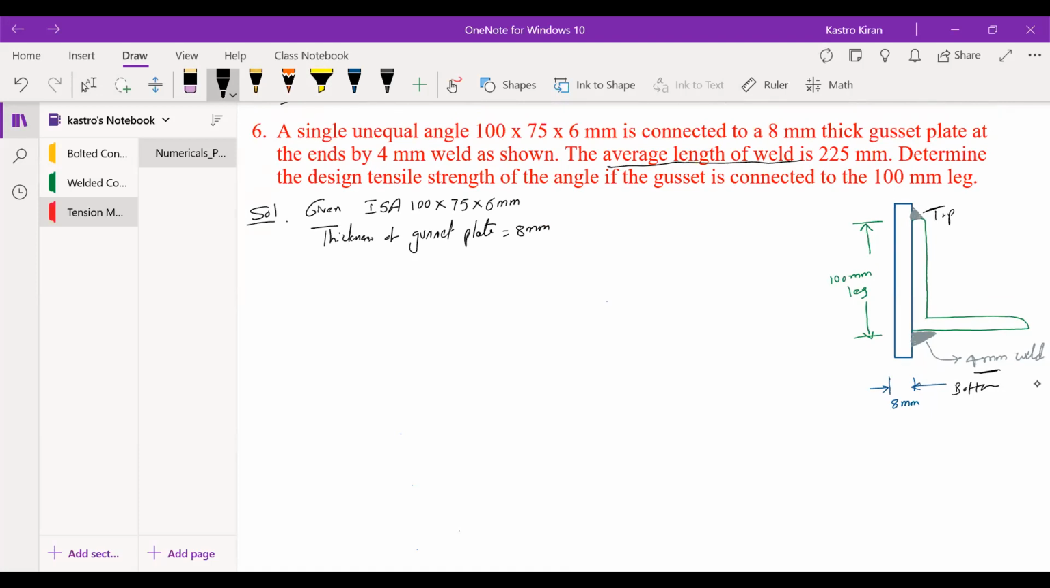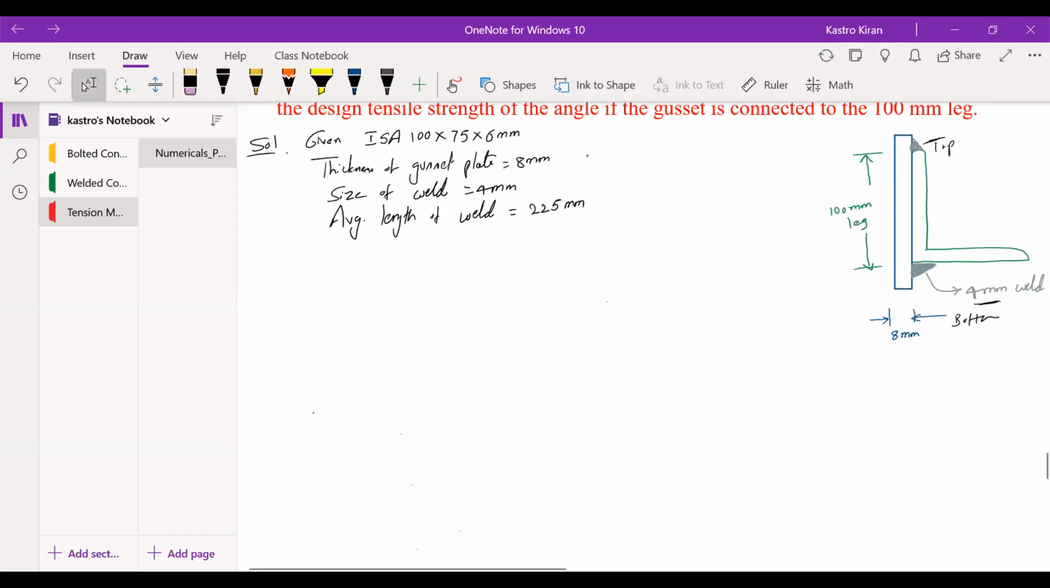They have also said that the size of weld equals 4 mm. This is also given, and the average length of weld is also given. The average length of weld equals 225 mm. So for calculation purposes, we are going to take the length of weld as 225 mm only. In the end, we'll be finding out what is the length at top and what is the length at bottom.